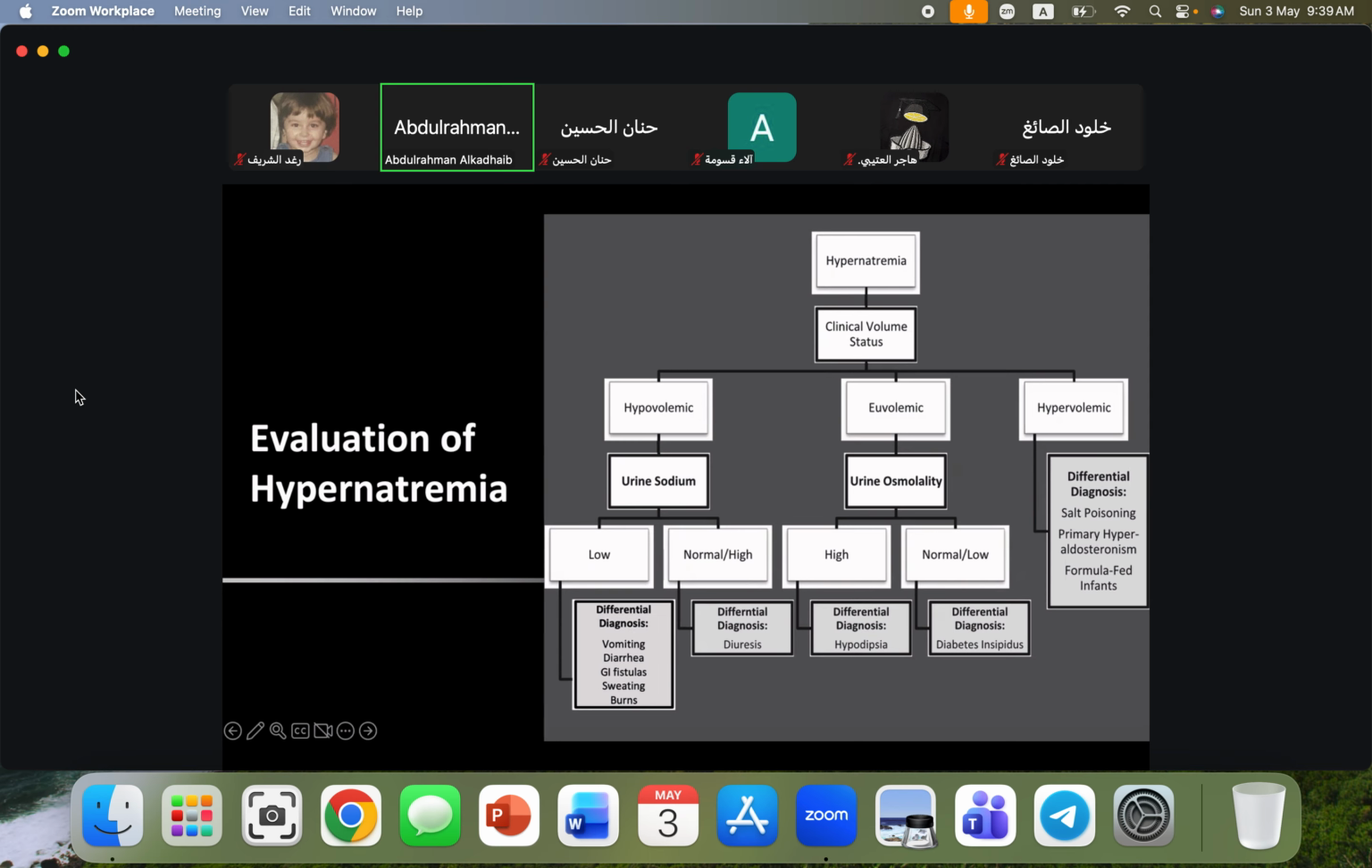In cases of hypervolemic hypernatremia, again, we classify the hypernatremia based on the body volume, as we did in the hyponatremia. This is a very rare condition, hypervolemic hypernatremia. We usually see it in patients with psychiatric illnesses who may present to the emergency department after ingesting a large amount of salt, or in very rare endocrine causes such as primary hyperaldosteronism, which may cause hypernatremia and hypervolemia.